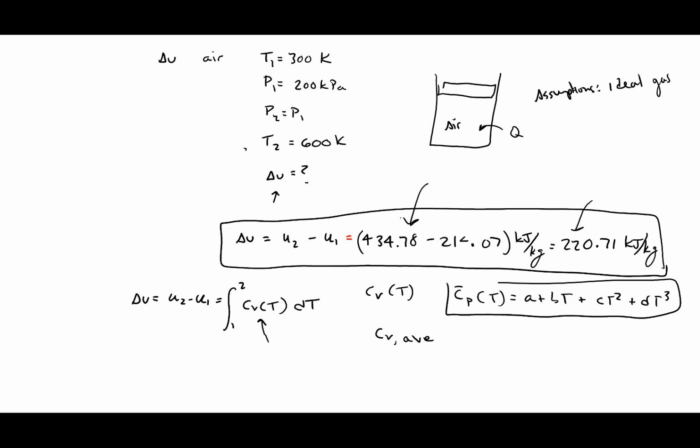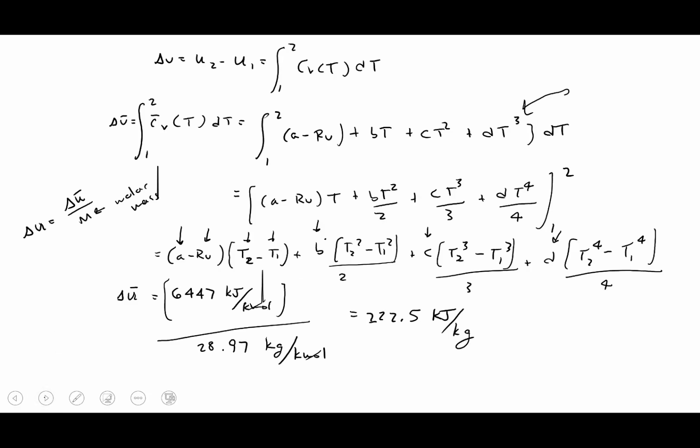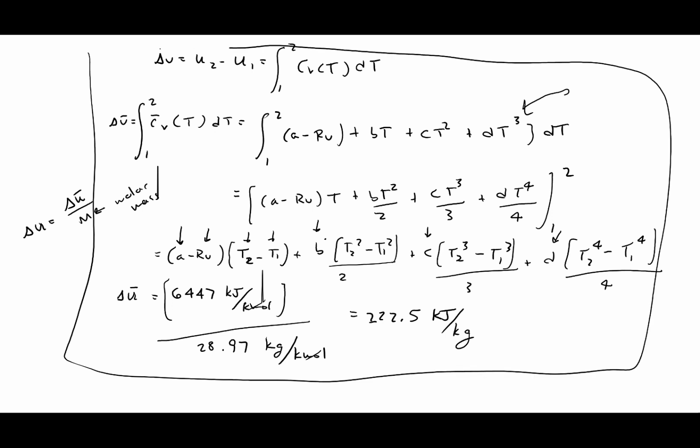So basically, if you have water, or if you have refrigerant 134A, or if you have air that you can get off this air table, you're going to use the table. But if you don't have data available, like let's say you have nitrogen or helium or argon or some other gas, this is one of the approximations you can use to get your data.